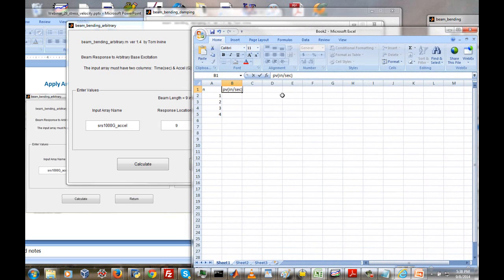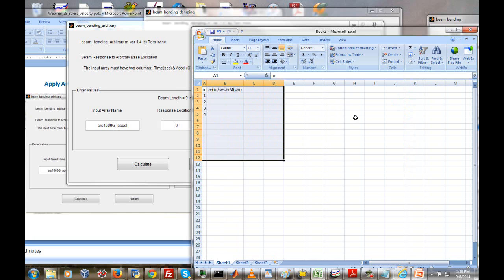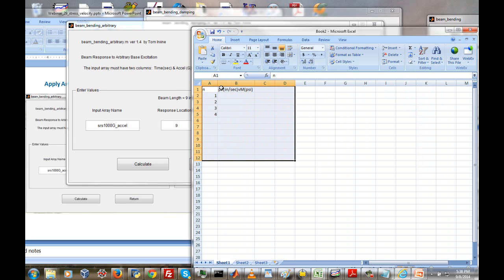But our peak stress is going to be, our bending stress is going to be at the fixed end. And it's going to be the von Mises stress. So I'm just going to say Vm psi. And it looks like I need to tidy this up a bit. Let's see, format columns, do an auto fit there.